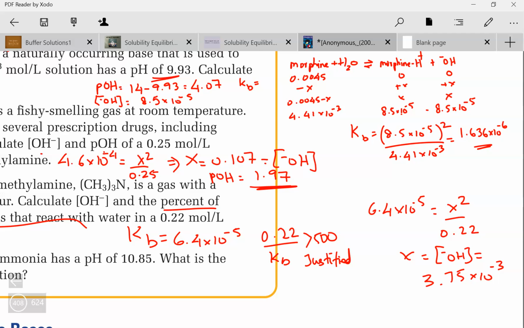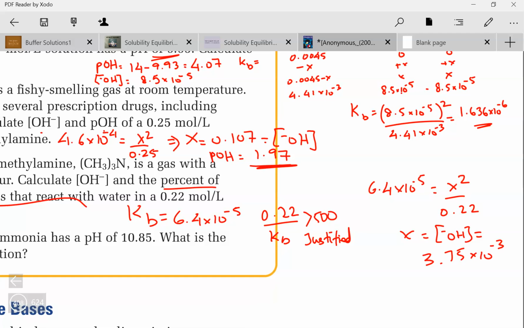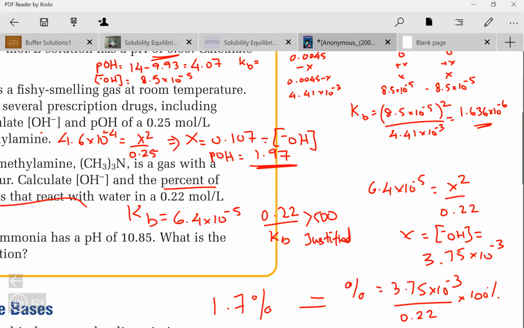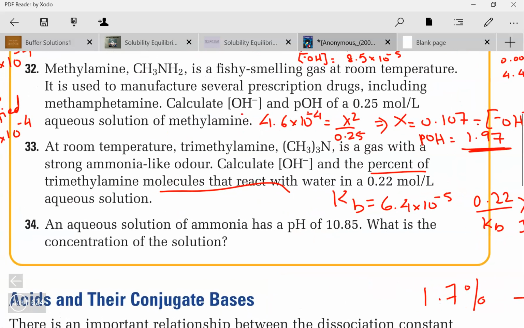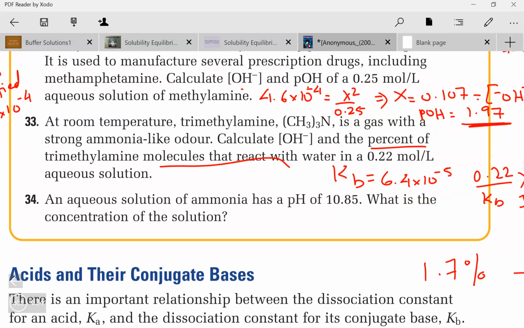Now calculate percent of molecules, percent ionization. I will do just the X. So percent is OH minus concentration divided by 0.22 times 100%. Just like we do H plus concentration divided by initial concentration of acid, I'm going to do this divided by 0.22 times 100, which is equal to 1.7% molecules that react. Well, moles that react, same thing. Okay, what is the concentration?